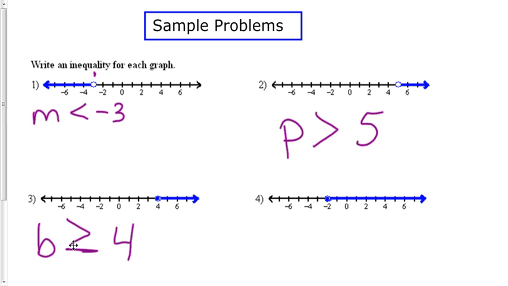And finally, this last one here, I'm going to choose a variable. And again, I always like to put my variable first, but you can also do it backwards and put the number first, but I like to put my variable first. So I'm going to choose the variable q, and my boundary here is -2. Its relationship with all these numbers in -2, everything over here to the right is greater than -2. I see the filled in circle, so it's greater than or equal to.